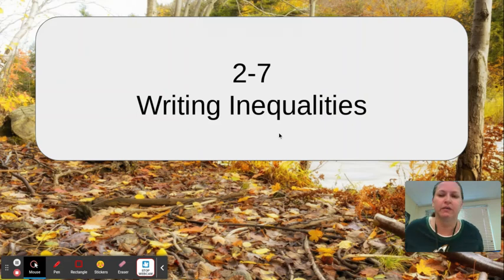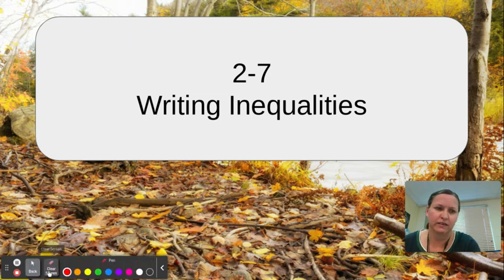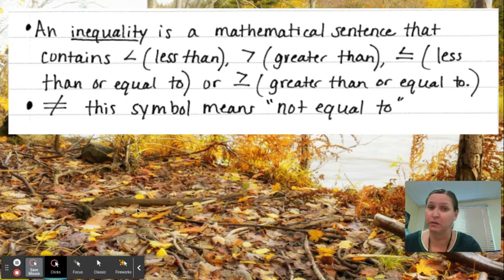Hello. Today we are going to talk about how to solve inequalities or how to write inequalities. So, the first thing we are going to do is start with a vocabulary word. The vocabulary word we're going to discuss is an inequality.